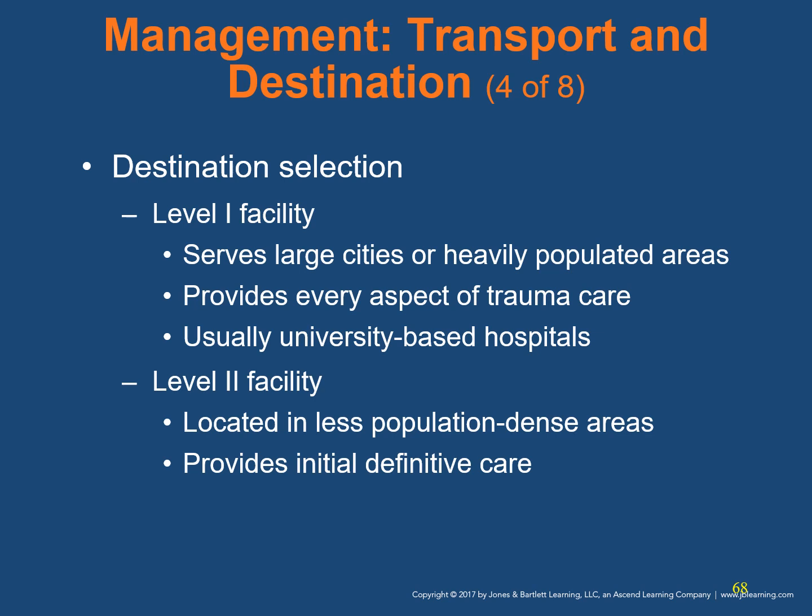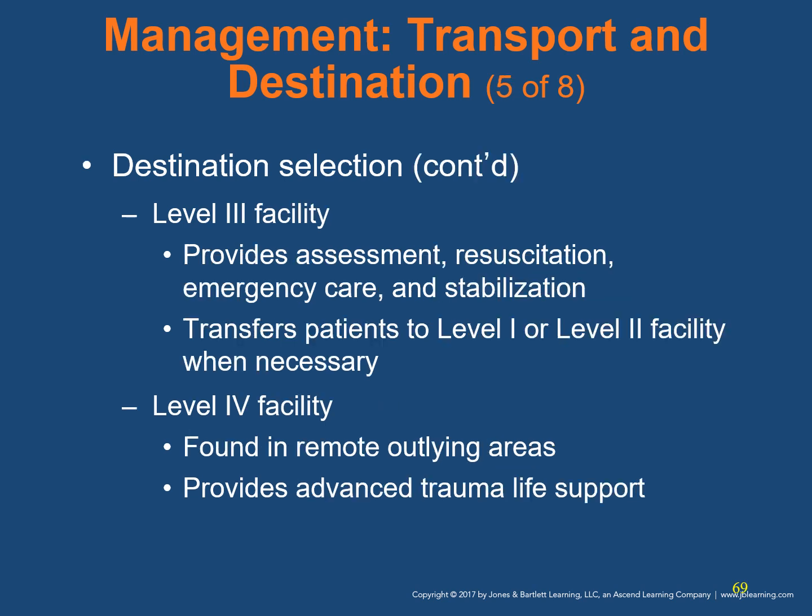A Level 2 facility, located in less population-dense areas, provides initial definitive care. A Level 3 facility provides assessment, resuscitation, emergency care, and stabilization, and transfers the patient to a Level 1 or Level 2 facility when necessary. A Level 4 facility, typically found in remote outlying areas where no higher level of care is available, provides advanced trauma life support and transfers to a higher level trauma center.